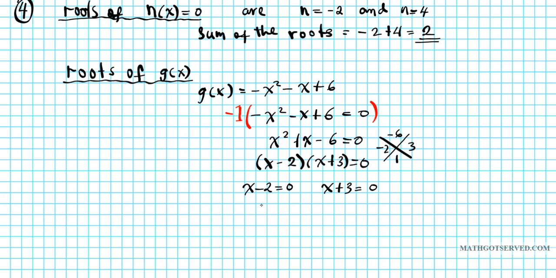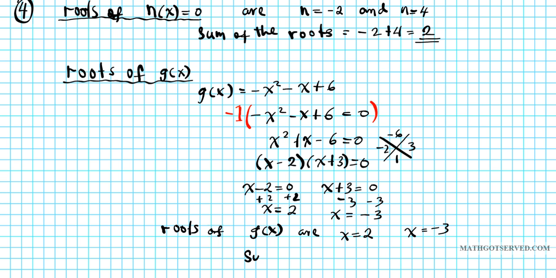And then you see that the first root is, you add 2 to both sides. First root is 2, and the second root, you subtract 3 from both sides, and you have x equals negative 3. Okay? All right, so there go the roots of g. So the roots of g are x equals 2 and x equals negative 3.